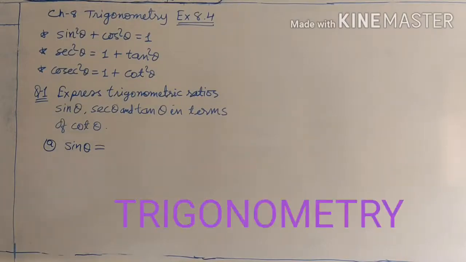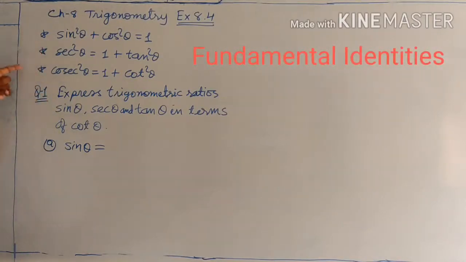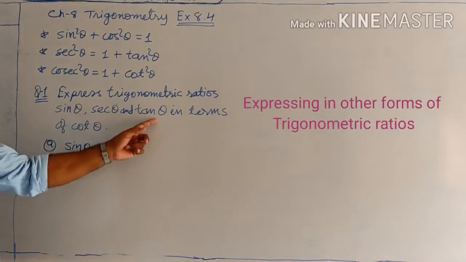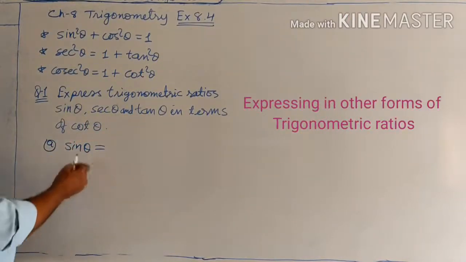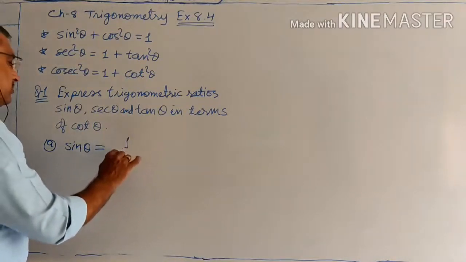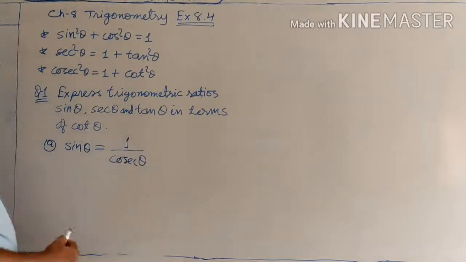Trigonometry exercise 8.4. Here three fundamental identities are given. Using this, we can start question number 1, that is express sin theta, sec theta, tan theta in terms of cot theta. So first of all, question A, sin theta. As we know, sin theta is equal to 1 upon cosec theta. That is trigonometric ratio.